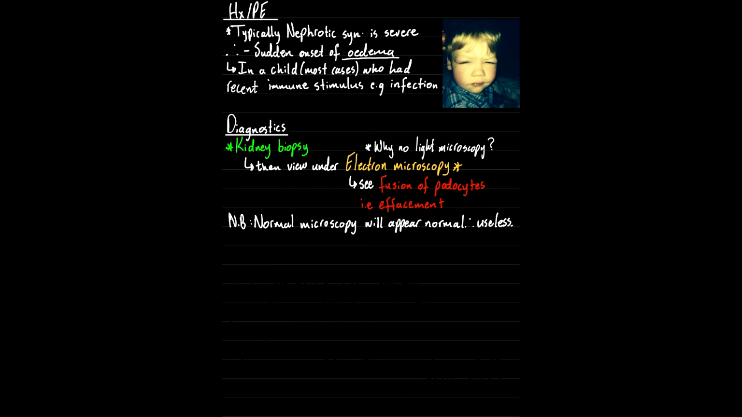For history and physical examination of Nil's disease, take into consideration epidemiology data. These patients are commonly children, but adults can be affected. But those are a minority of cases compared to children. So typically we see sudden onset of edema, especially periorbital in children who had a recent immune stimulation, maybe a recent infection or a bee sting.